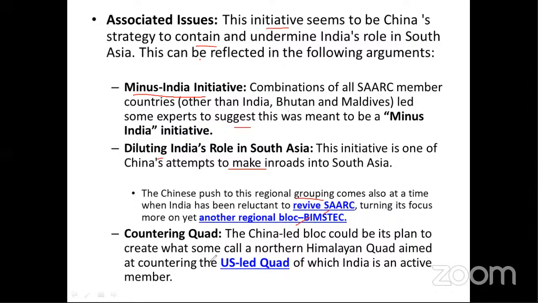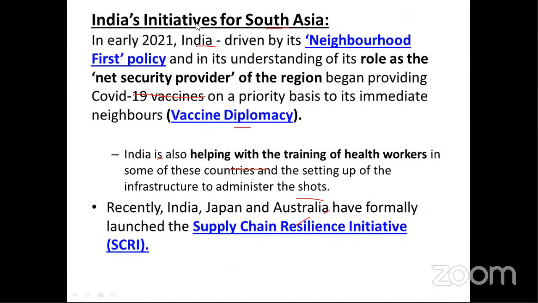Countering the Quad. You know, the Quad is an initiative of four countries. The China-led bloc could be a plan to create what some call the Northern Himalayan Quad, aimed at countering the US-led Quad, of which India is an active member. China also has a fear in its mind that the Quad, where four countries, India, Australia, Japan, and the USA, join hands together to combat China's Belt and Road Initiative, especially in the Indo-Pacific region.